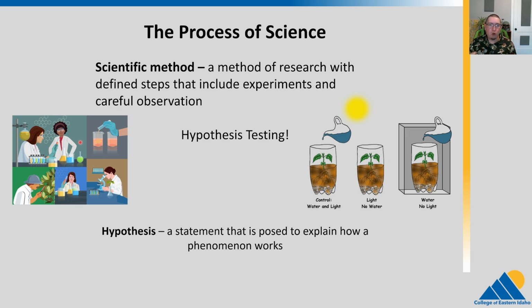So we're going to talk about a few key terms here, and we will learn how they are involved in the scientific method. First, a hypothesis. What is a hypothesis? A hypothesis is a statement that is proposed to explain how a phenomenon works. Let's put a bit more of a real-world example on this. A hypothesis would be: plants need water to grow. That is a statement, right? It's not a question. It's not, what do plants need to grow? A hypothesis is a statement.